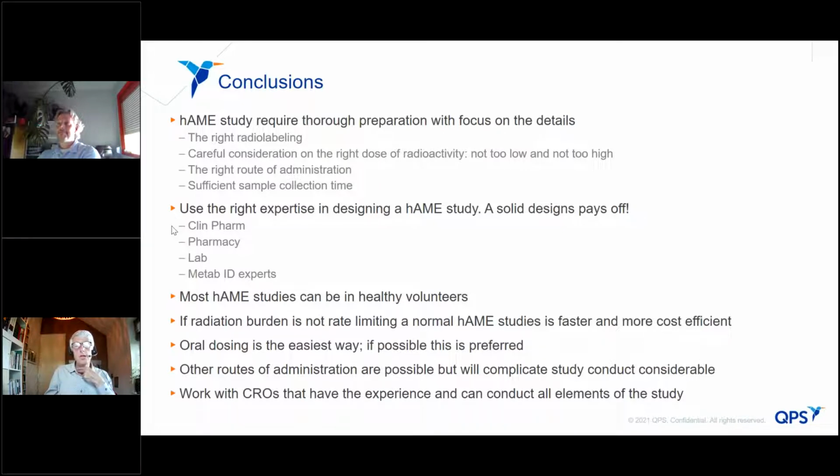Most human ADME studies can be conducted in healthy volunteers, if radiation burden is not rate limiting or a normal human ADME study is faster and more cost efficient. Oral dosing is the easiest way, and if possible, this is preferred. Other routes of administration are possible, but will complicate the study conduct considerably.